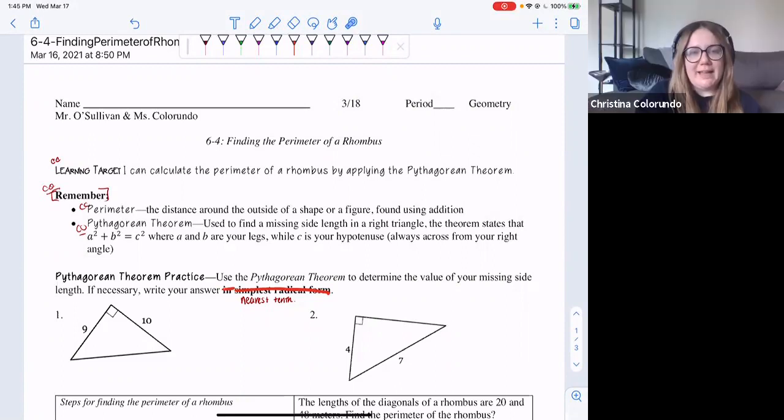Today we're going to be looking at lesson 6-4, finding the perimeter of a rhombus. Our learning target today is I can calculate the perimeter of a rhombus by applying the Pythagorean theorem.